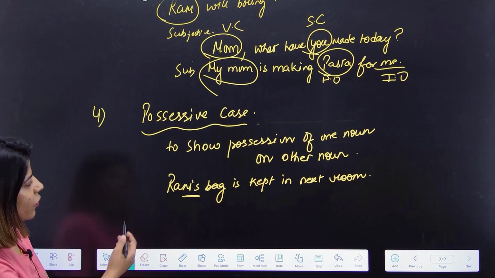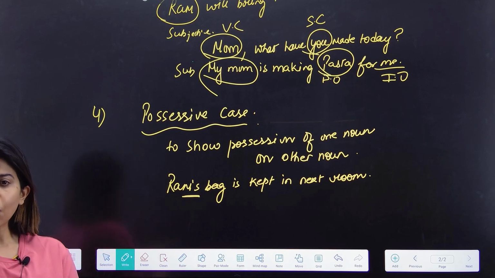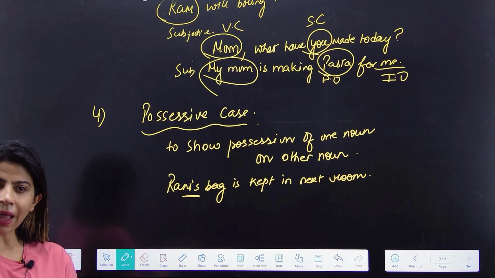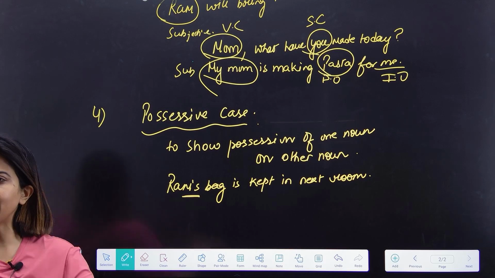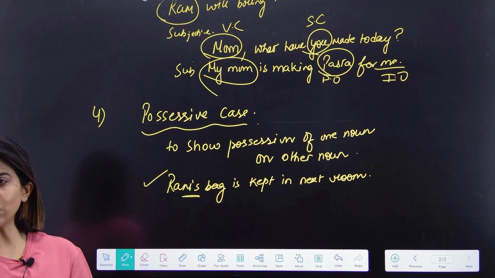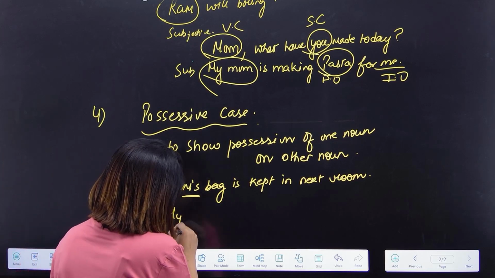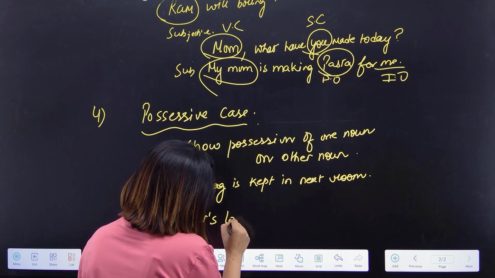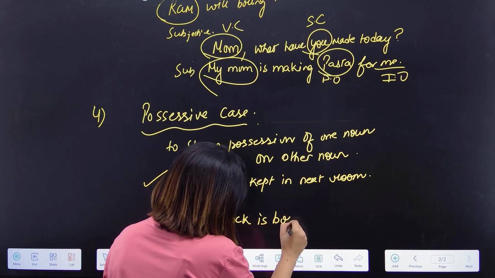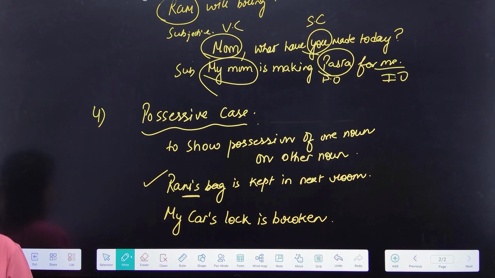Perfect. So is it right to say Ram's bag is kept in the next room because we are showing the position of Ram over the bag, and the bag which is having the position of Ram is kept in the next room? Is it right to say that? Perfect. Bilkul theek. I'm writing one more sentence and you tell me if I am using it right or wrong. My car's lock is broken. My car's lock is broken. Is it right to use it?